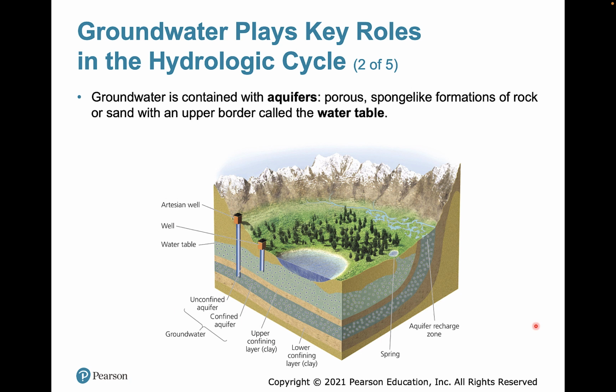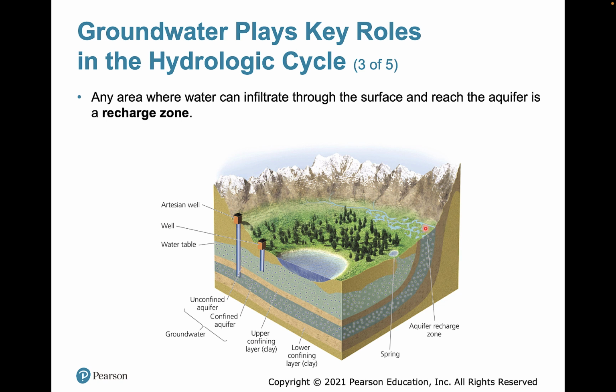So when you have a well, it's tapped into something called an aquifer. It's a sponge-like formation of rock or sand, the upper border of which is the water table. And the water table moves up and down as we pull water out of the aquifer. Okay? The more water we pull out of the aquifer, the lower the water table gets.